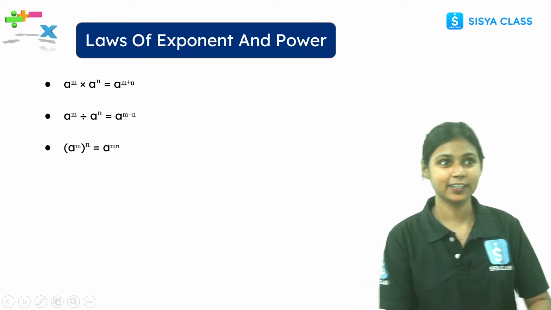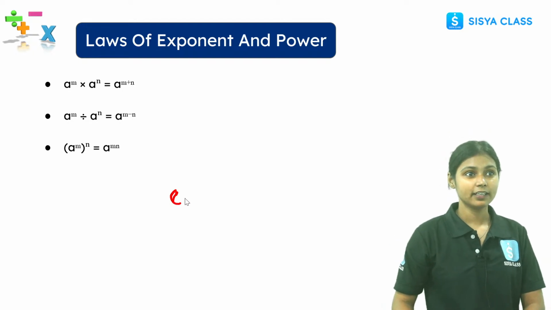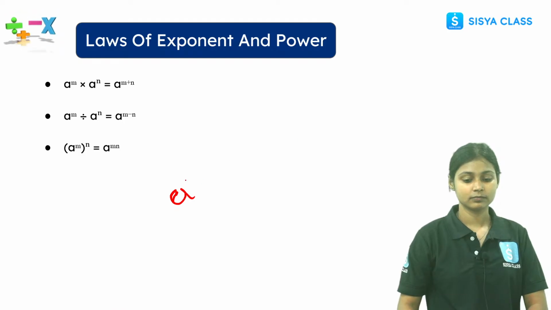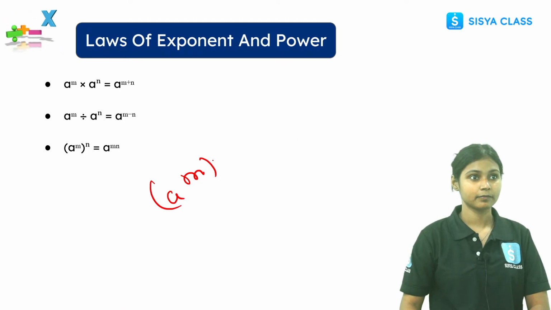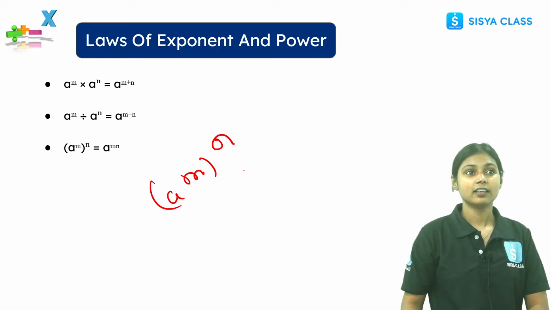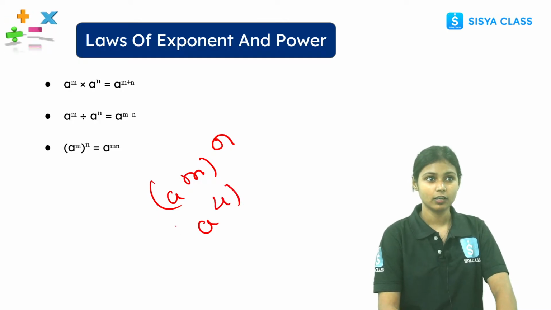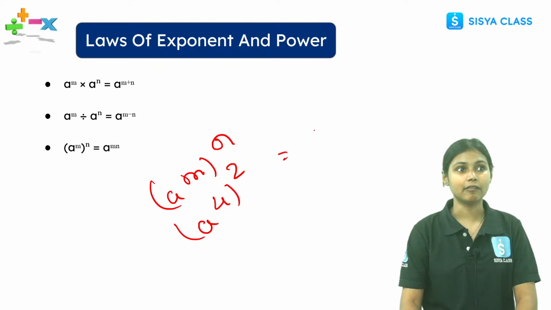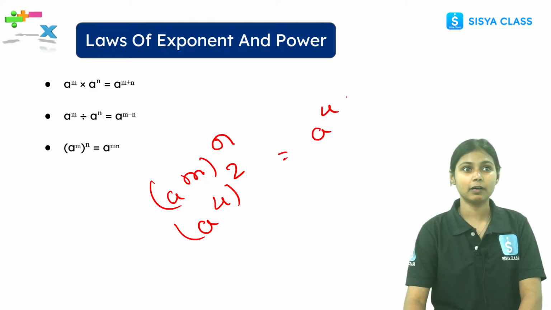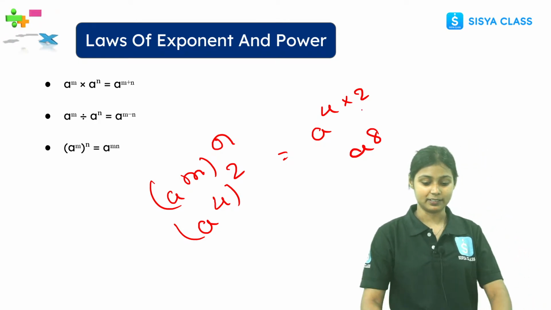Yes, buddies. Okay. So in that case, let's suppose we have a to the power m, whole to the power n. Let's suppose that we don't know the value of a, so let's take a to the power 4, whole to the power 2. So in that case, the powers will get multiplied. So a to the power 4 multiplied by 2, which is a to the power 8. So this is what happens.